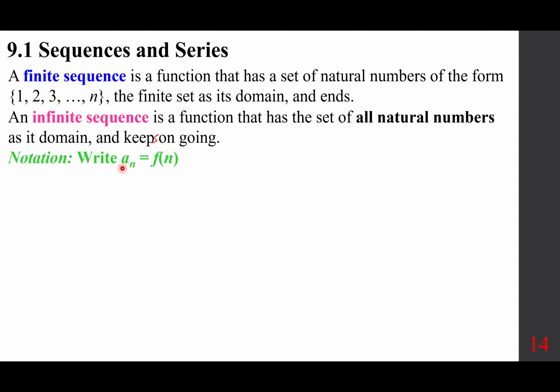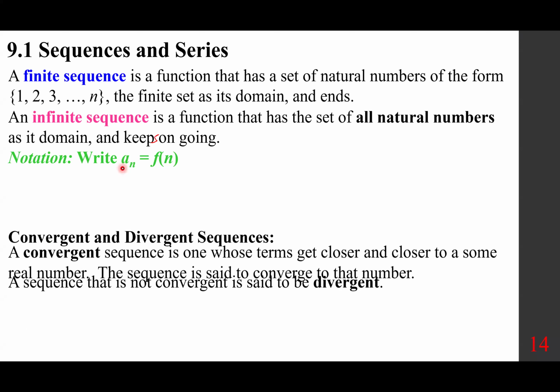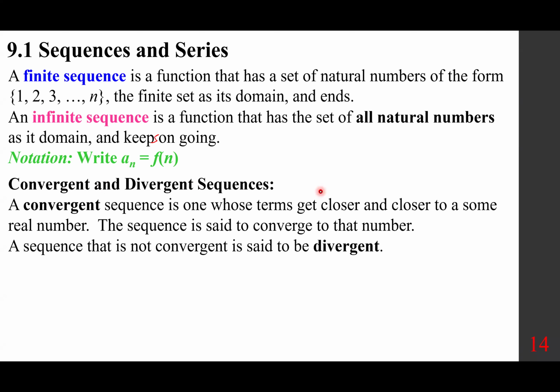So the notation is a sub n or f of n. Convergent and divergent sequences. A convergent sequence is one whose terms get closer and closer to some real number. So, in essence, they do have a limit. That's the concept. The sequence is said to converge to that number.